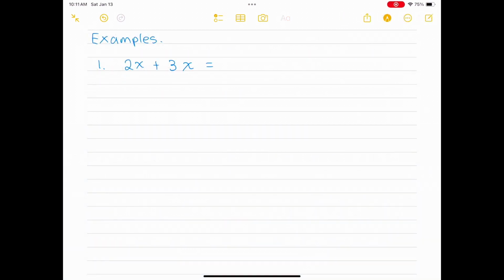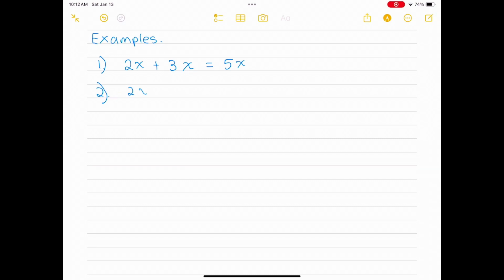First example, 2x plus 3x equals 5x. As you can see here, when adding like terms, take the sum of the coefficients, or the numbers, and multiply the sum to the variable, or the letter.